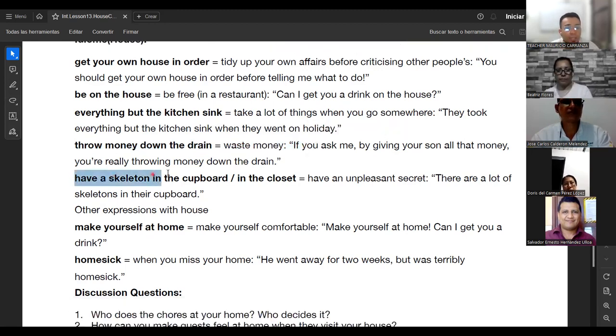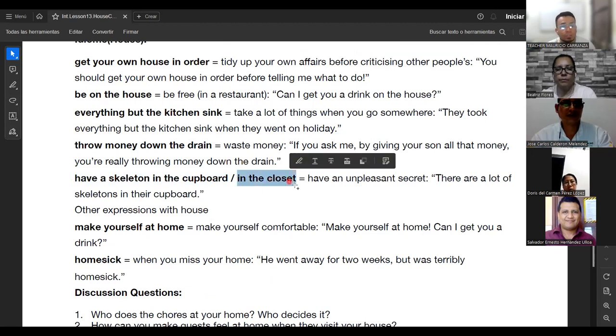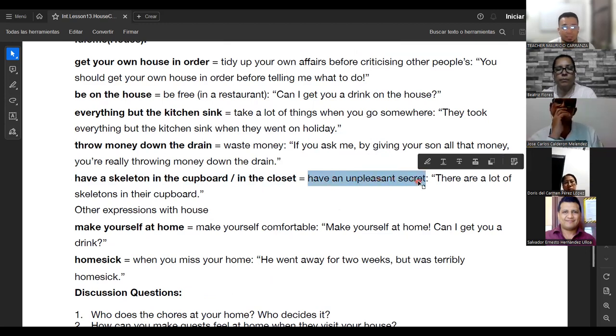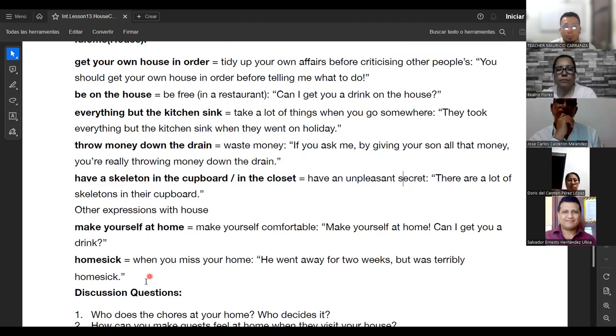Next one, have a skeleton in the cupboard. Or in the closet. Yeah, this is to have an unpleasant secret, right? When you hide something, you will say, you know what? I think my brother has a skeleton in the closet. It is not literal, but you say he's hiding something that is unpleasant.